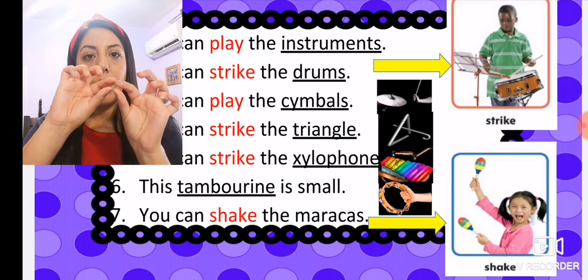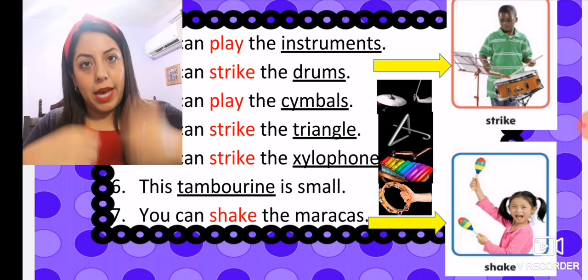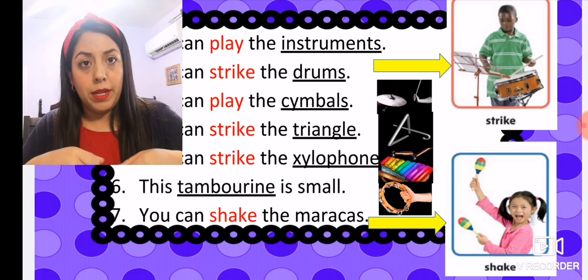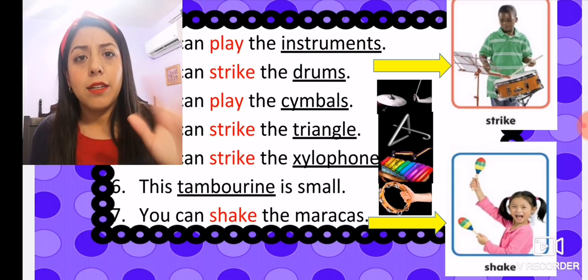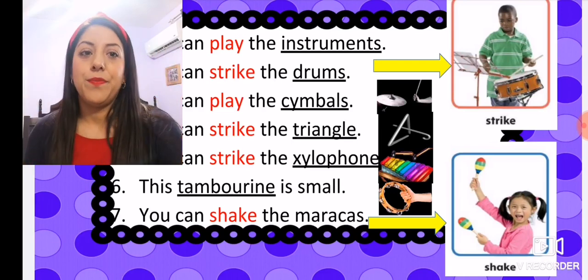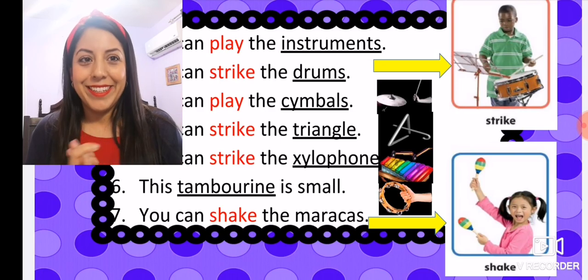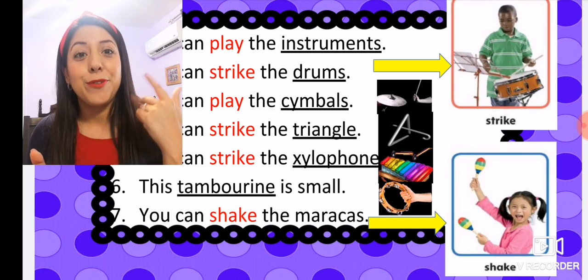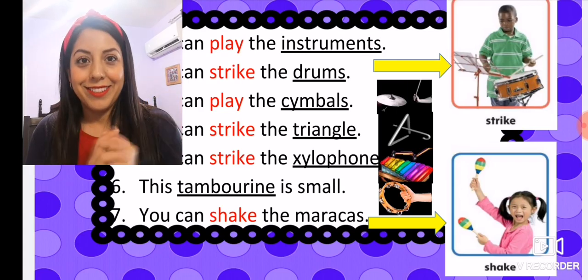Beaters are the things that look like a pencil, and you use that to strike the instrument and then you create the sound. And shaking, it's like this, remember? Like shaking your hands, shaking your fingers. Now, these are instruments. Let's repeat. Drums, cymbals, triangle, xylophone, tambourine, maracas.